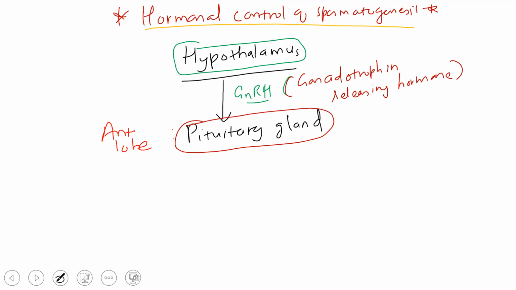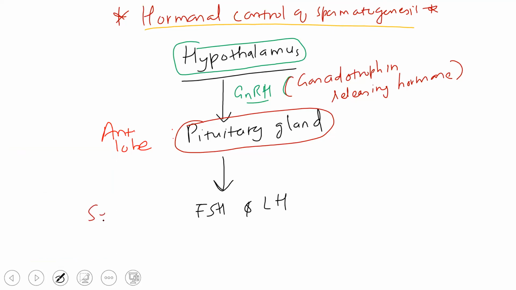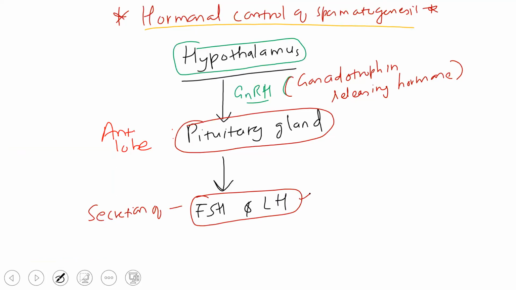Now this pituitary will show its effect on Leydig cells and Sertoli cells. The secretions of the pituitary are mainly FSH and LH. So there will be secretion of FSH and LH. I'll just show you the second part of this. So what will happen now?